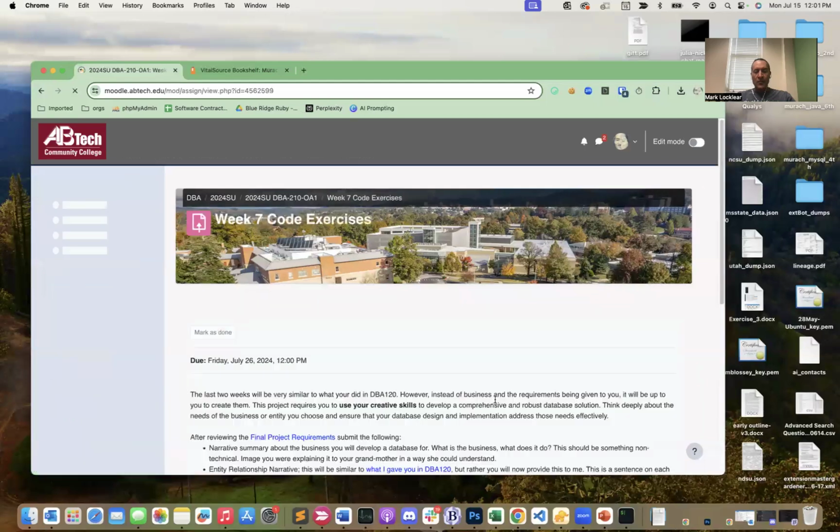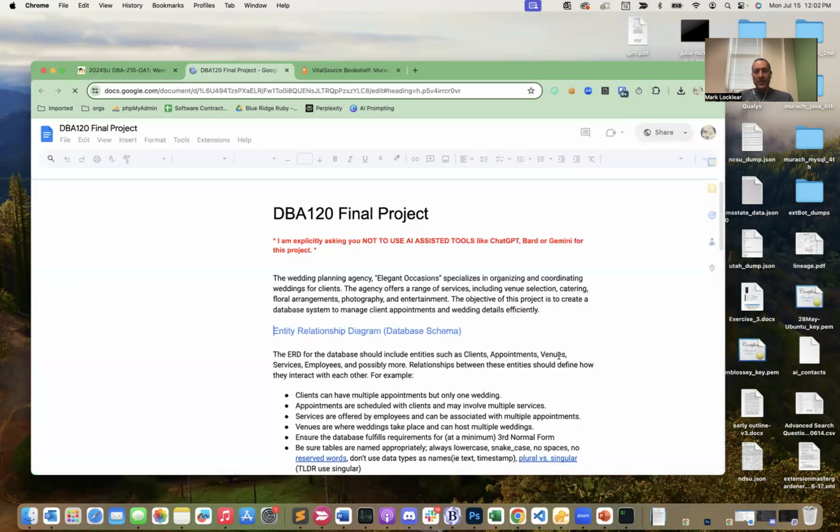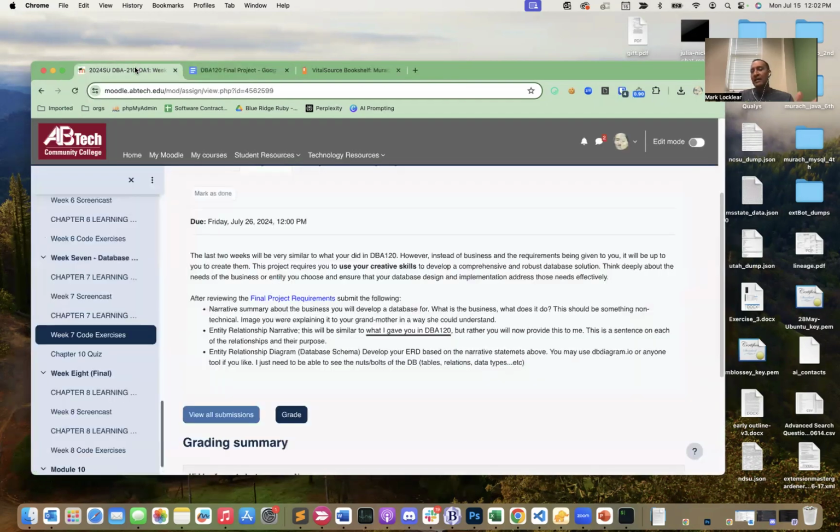And then for the coding exercise, again, similar to what you did for DBA 120, I gave you the Elegant Occasions wedding planning project. Some of you also did a funeral service, you could also do that if you want. So I sort of spoon-fed you the requirements for that project.